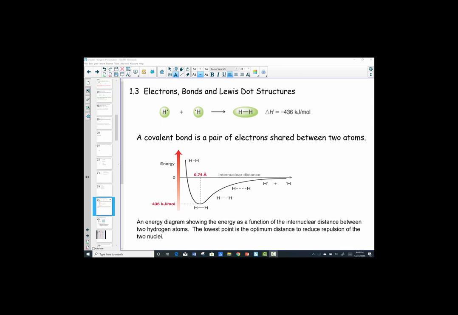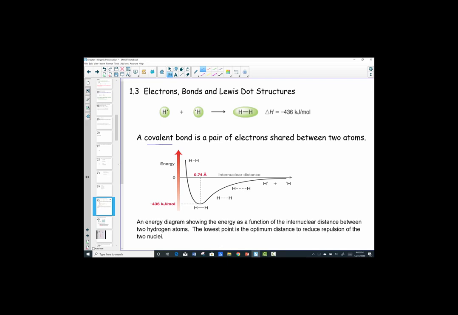We're picking up with our lessons in Chapter 1 of Organic Chemistry, looking at Section 3, Electrons, Bonds, and Lewis dot structures. I imagine that this section will be quite a bit of review and should come easily for us. We're defining the term of a covalent bond. It really is just a shared pair of electrons between two atoms.